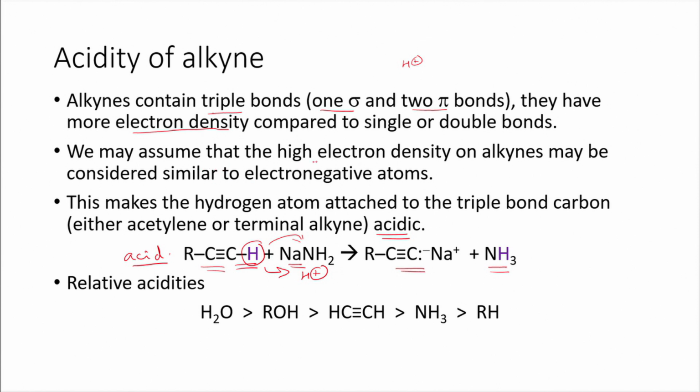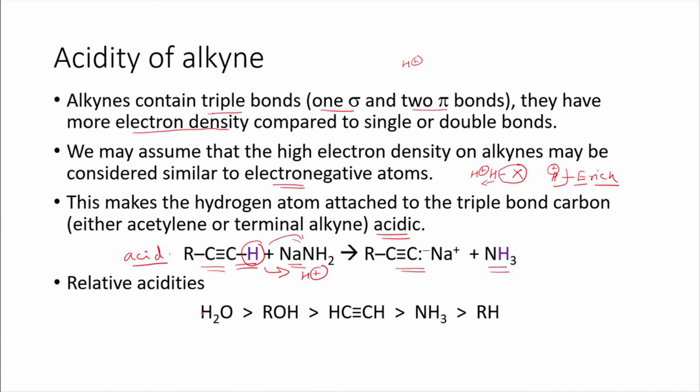So, we may assume that this high electron density on the alkyne may be considered similar to electronegative atoms. Whenever we have an electronegative atom, what does it do? If we have hydrogen halides, the X tries to pull the electron towards itself and the hydrogen is lost as H plus. So, this is what happens in the case of an HX type of molecule. Similar to that, in the case of an alkyne, when we have hydrogen and the electron rich alkyne, it wants to keep the electron towards itself. So, the hydrogen can be easily lost as H plus. In other words, we say this can behave like an acidic substance.